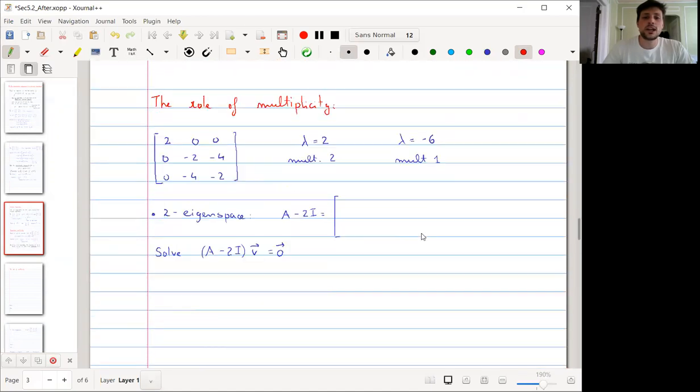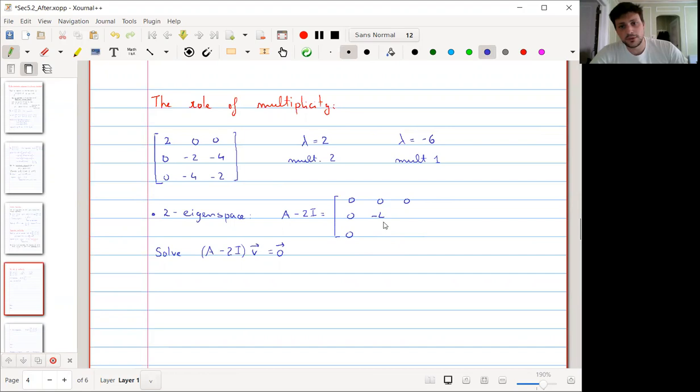Let's have a look at why multiplicity is important and what exactly is the role that it plays. So we'll pursue this example further by computing the eigenspaces of the eigenvalues we computed. So let's start with the 2 eigenspace. Remember that the 2 eigenspace is the solution set of (A minus 2I) times v equals 0. So let's start by computing A minus 2I. This becomes a matrix with zeros here, and then it becomes minus 4, minus 4, minus 4, minus 4.